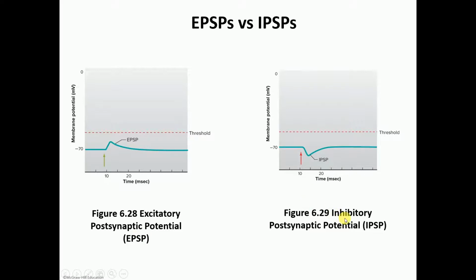IPSPs, on the other hand, open up either potassium or chloride ion channels, both of which will hyperpolarize the cell. So you are going from -70 to -90 or so on. So you're going much further away from your threshold. You are inhibiting, you are deactivating that cell, and that has absolutely no chance of becoming an action potential.